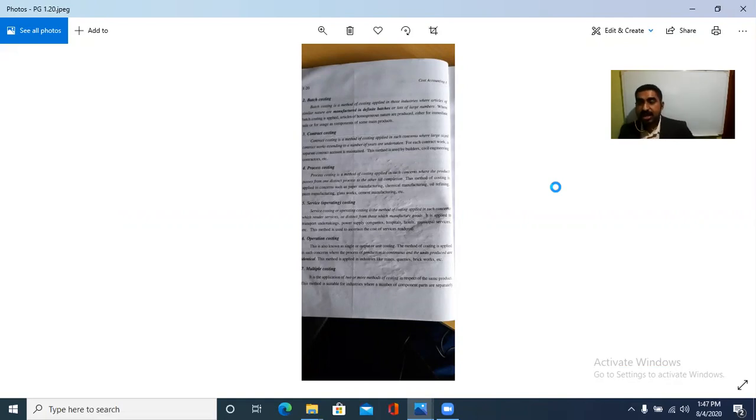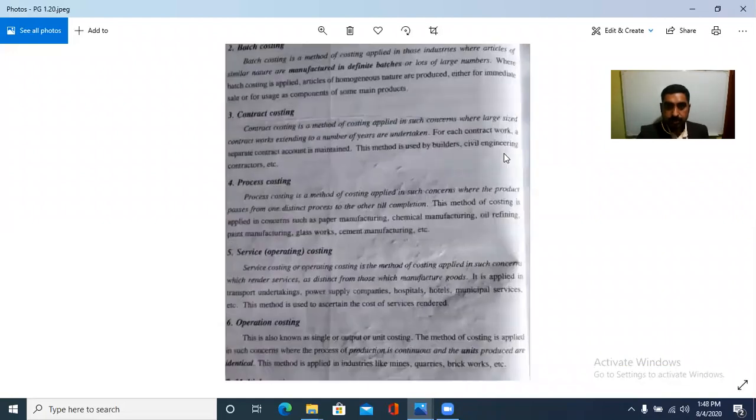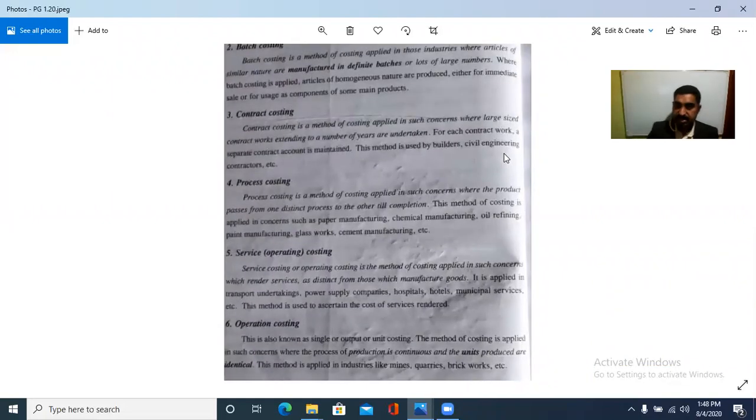While contract costing means what? It is applied in large concerns, and it may take a number of years to be finished, for such a contract costing. Then process costing, where several processes are there for completing the task. That's process costing. Then service costing or operating costing, a method of costing applied in such concerns that render services as distinct from those which manufacture goods.